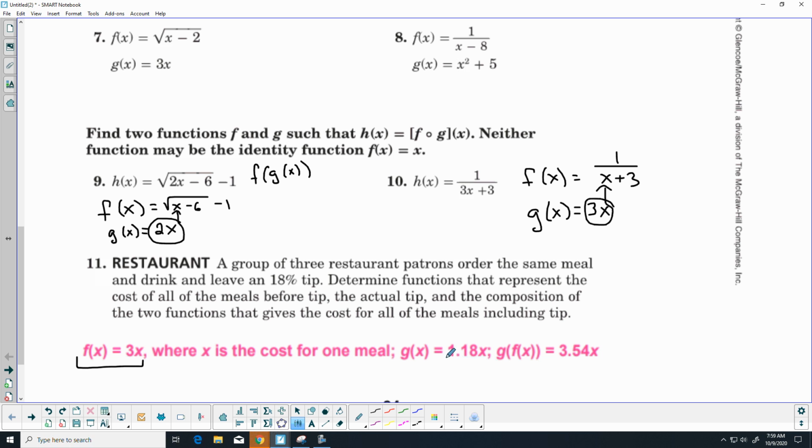The tip is 18%, so you pay 100% of the meal plus 18%, so that is going to be 1.18. And then the composite function of that is if you plug one into the other, 3 times 1.18 gives you 3.54. And that is your final answer. Okay?